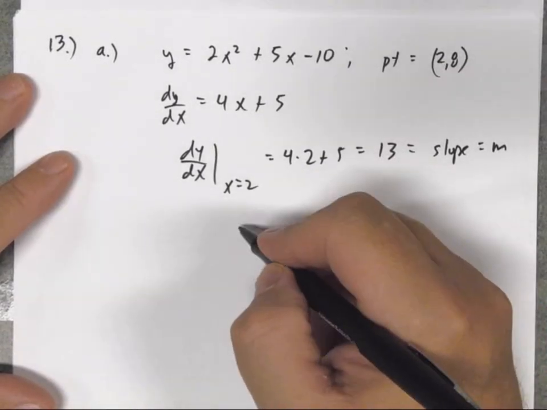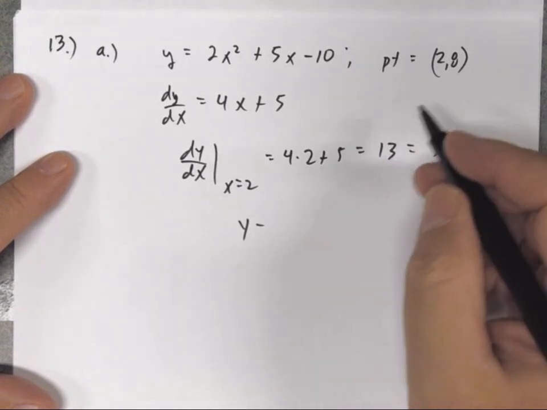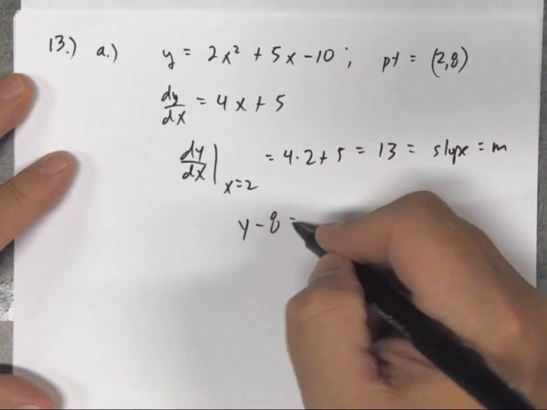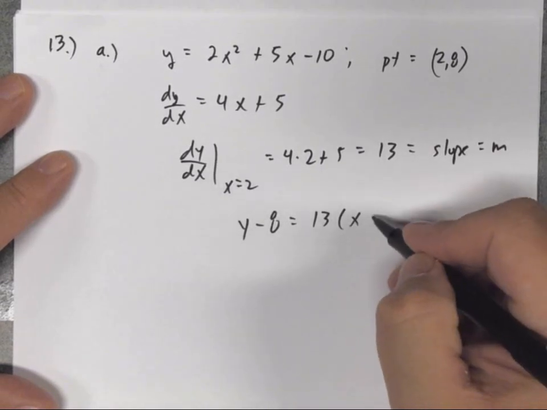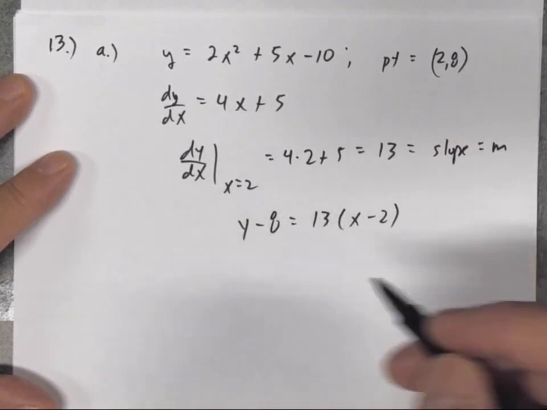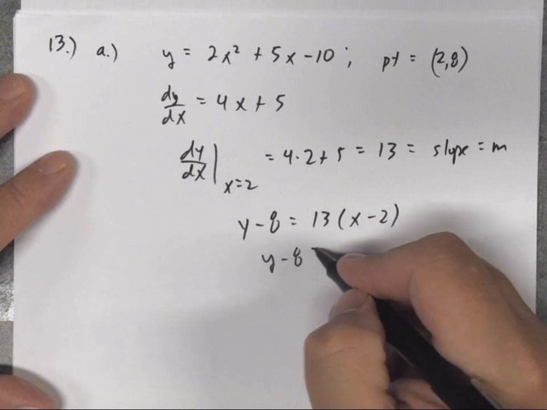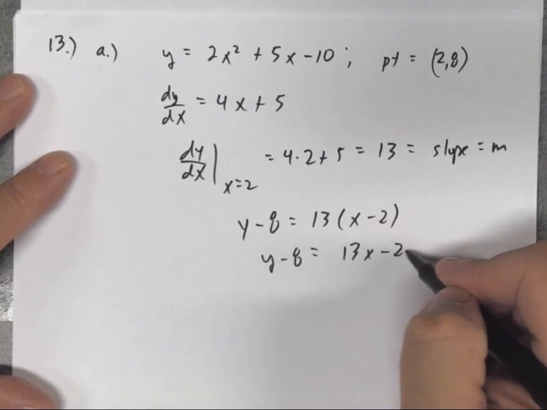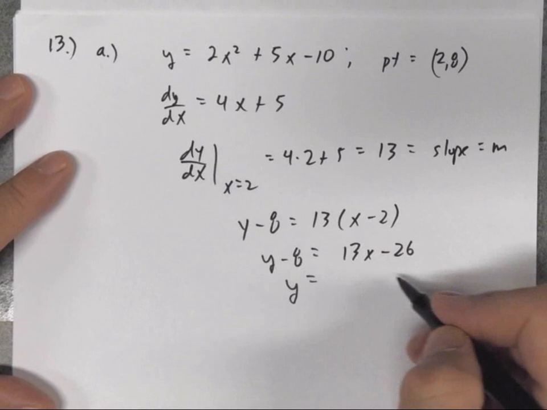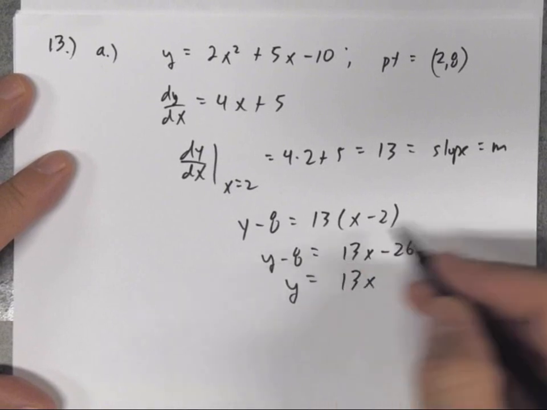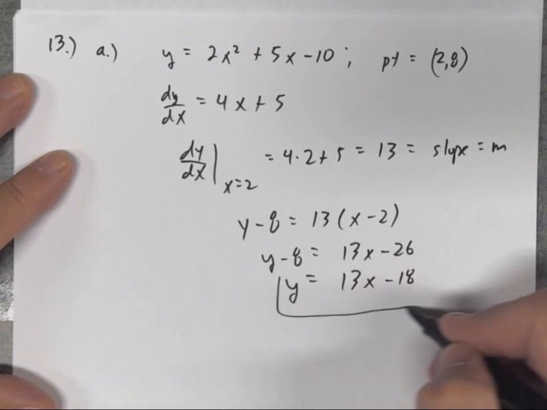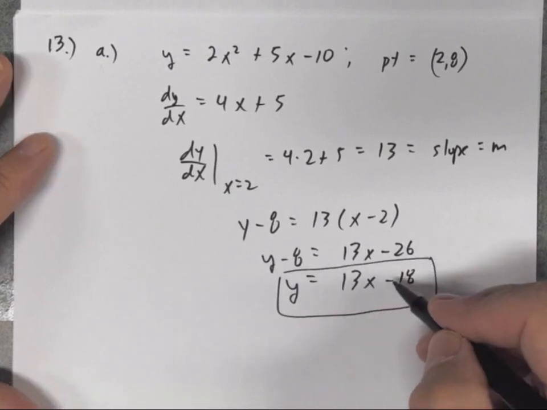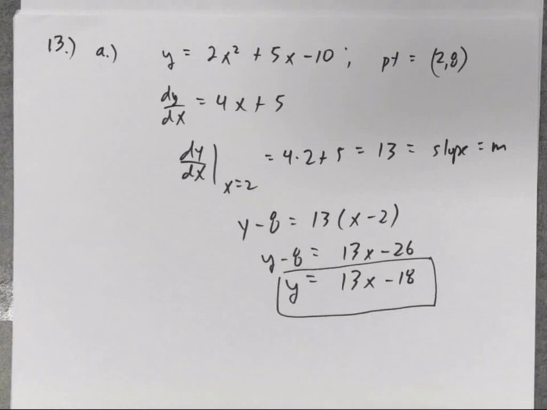I can use my point-slope equation. y minus y1, which is 8, equals the slope times (x minus x1), which is 2. Just do a little bit of algebra and add 8 to both sides. Looks like the equation of the tangent line at the point (2, 8) is y equals 13x minus 18.